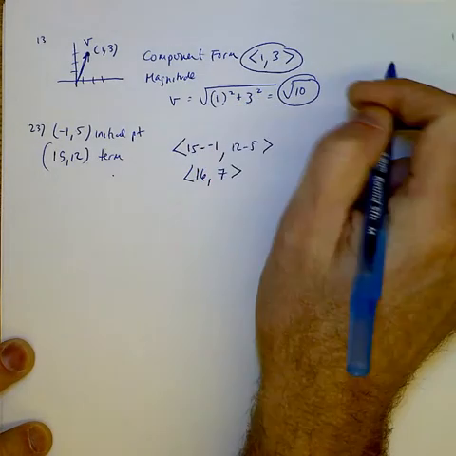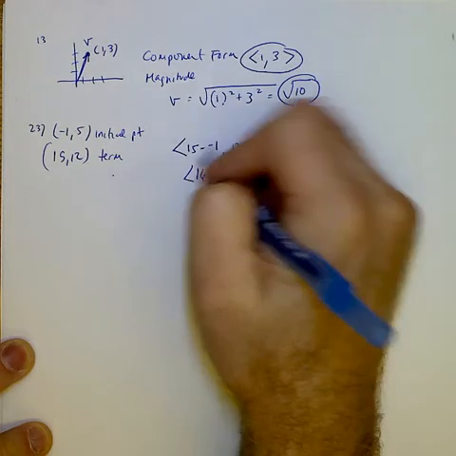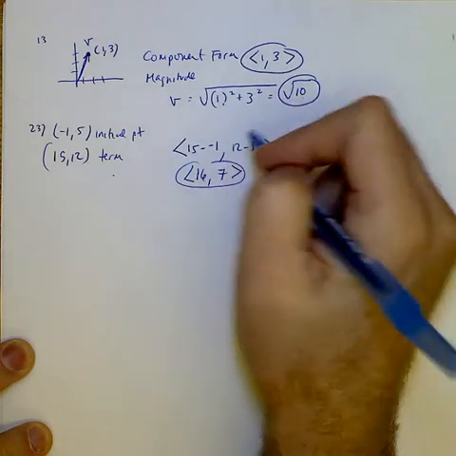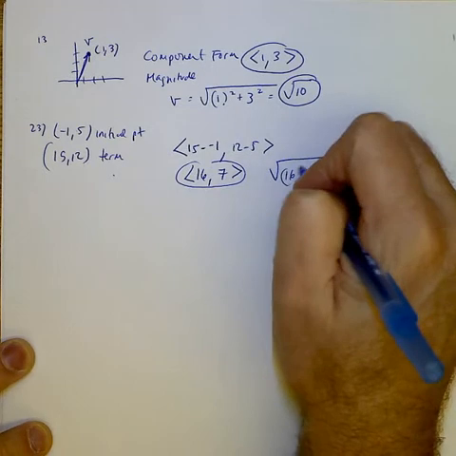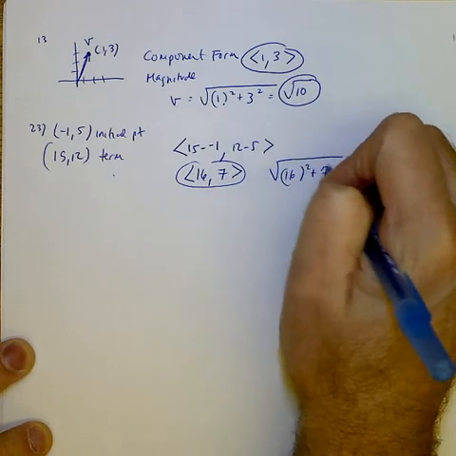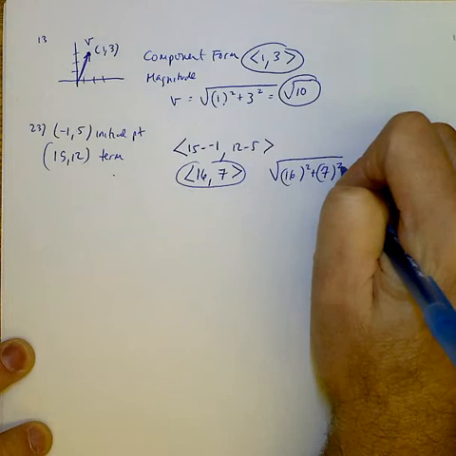All right, and in order to find the magnitude of this vector, we're going to follow the same strategy we did before. We're going to take the square root of 16 squared plus 7 squared, and we're going to get the square root of 305.